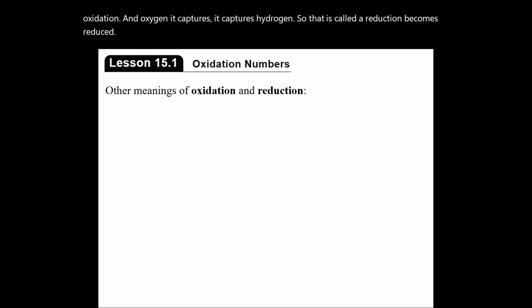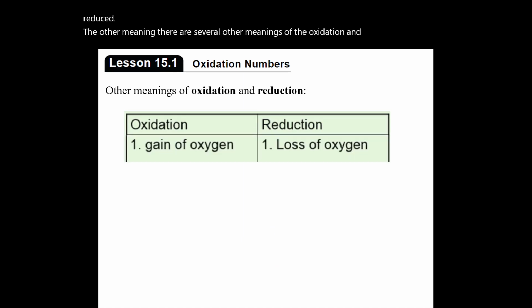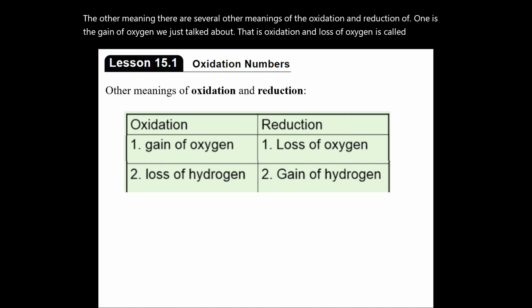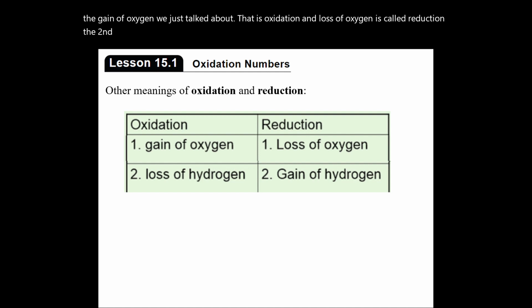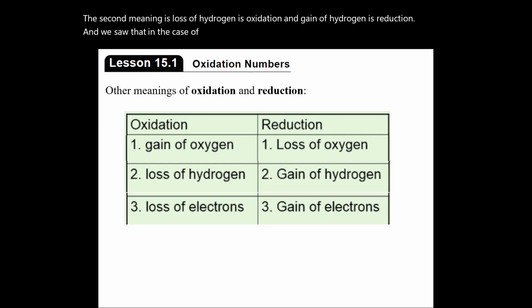There are several other meanings of oxidation and reduction. One is the gain of oxygen, which we just talked about, that is oxidation, and loss of oxygen is called reduction. The second meaning is loss of hydrogen is oxidation, and gain of hydrogen is reduction. We saw that in the case of methane burning in oxygen.